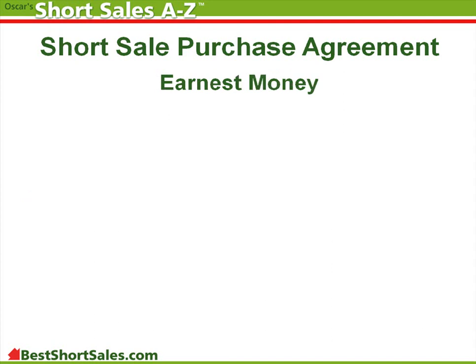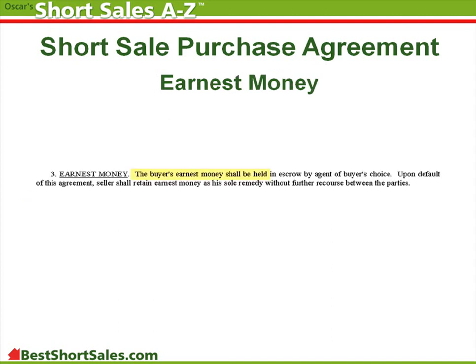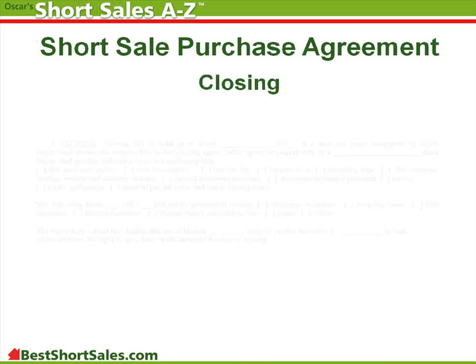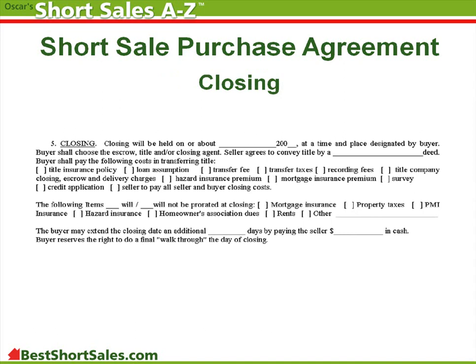Earnest money. The contract reads, buyer's earnest money shall be held in escrow by agent of buyer's choice. You want to use your favorite escrow or attorney for holding escrow money, not someone else's best choice. Closing. This is one of the most critical parts of a short sales contract. Closing needs to be arranged with negotiation in mind.